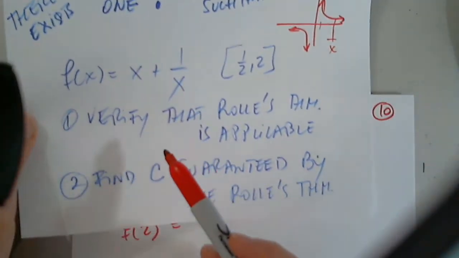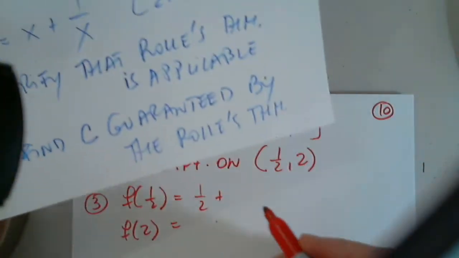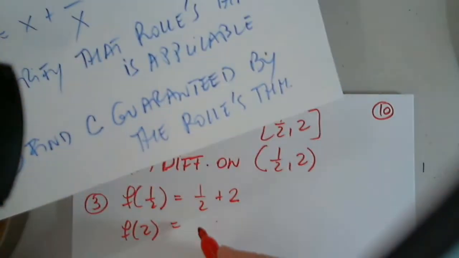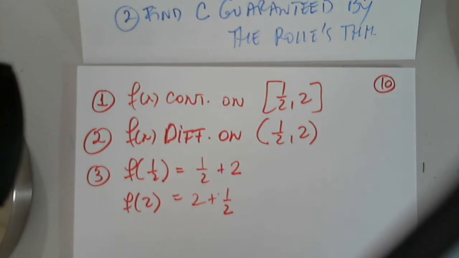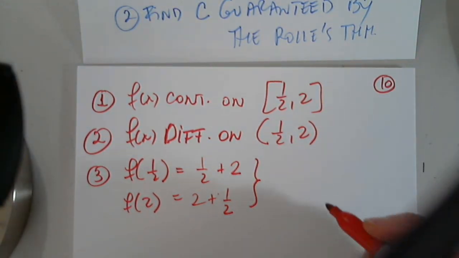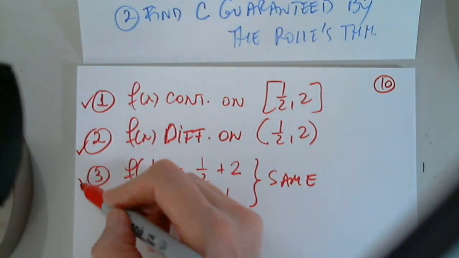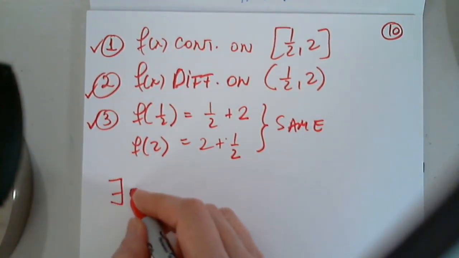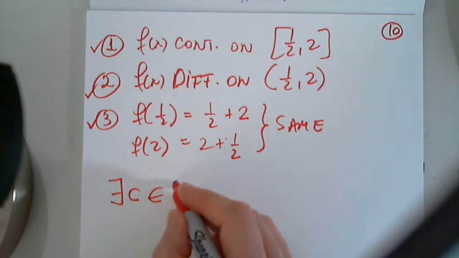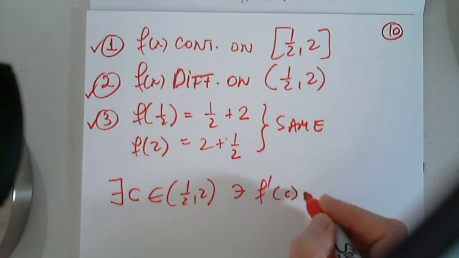So here's the function. 1/2 plus 1 over 1/2, I get 2. And the other one, 2 plus 1/2. I don't even need to calculate anything. Are they the same? Yes. Thank you. So all three conditions are fulfilled. So therefore, there exists a C, at least one, in the open interval 1/2, 2, such that f prime of C is 0.